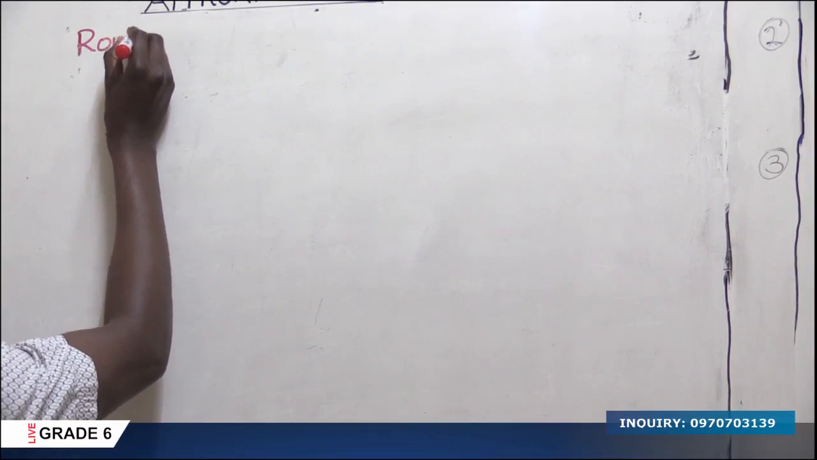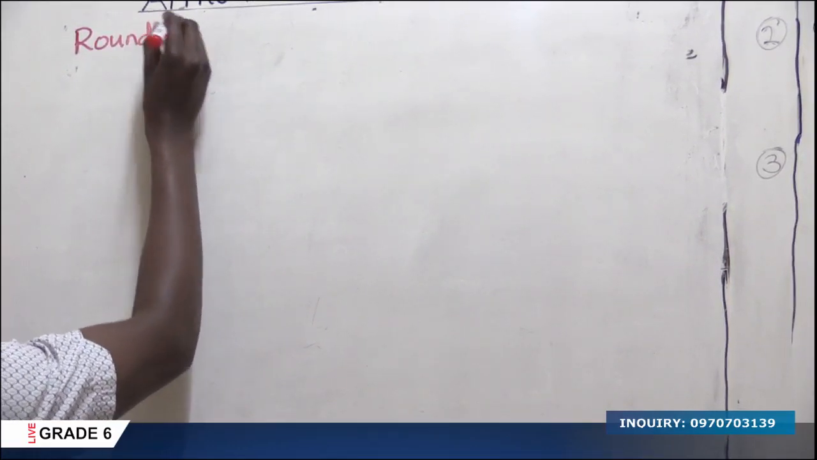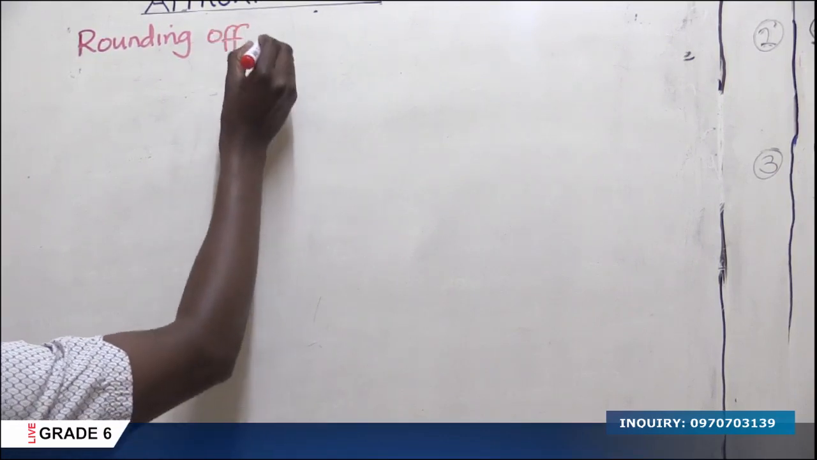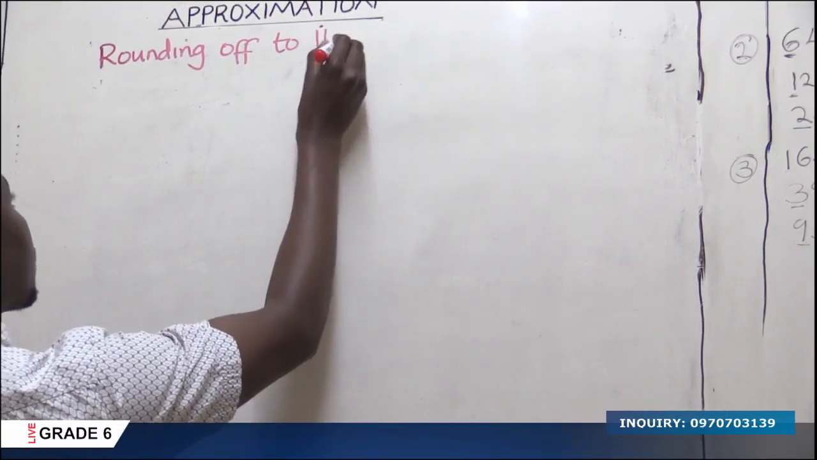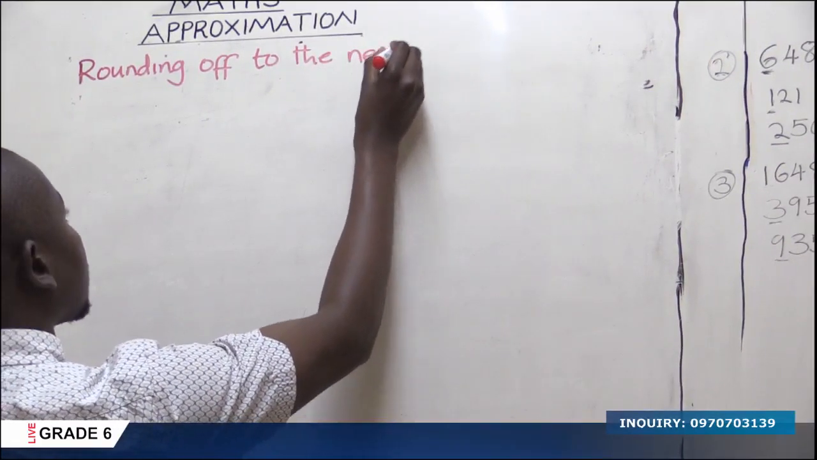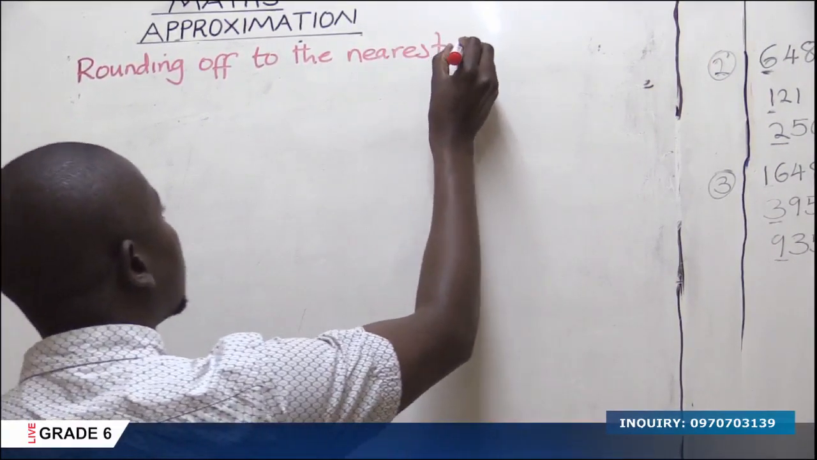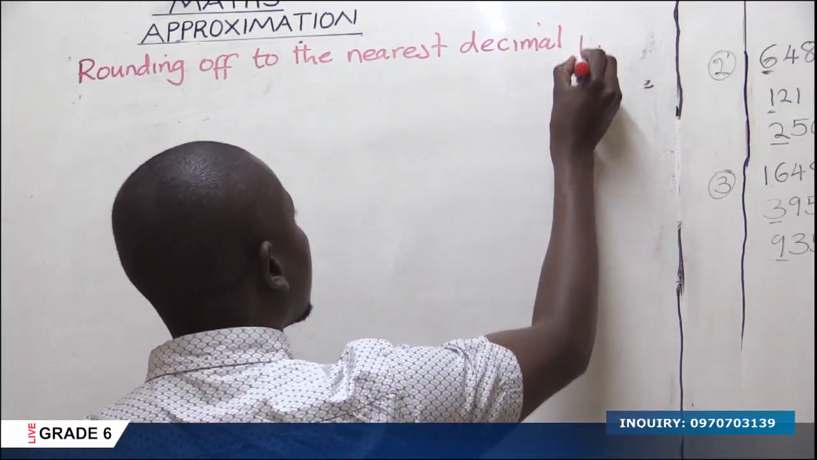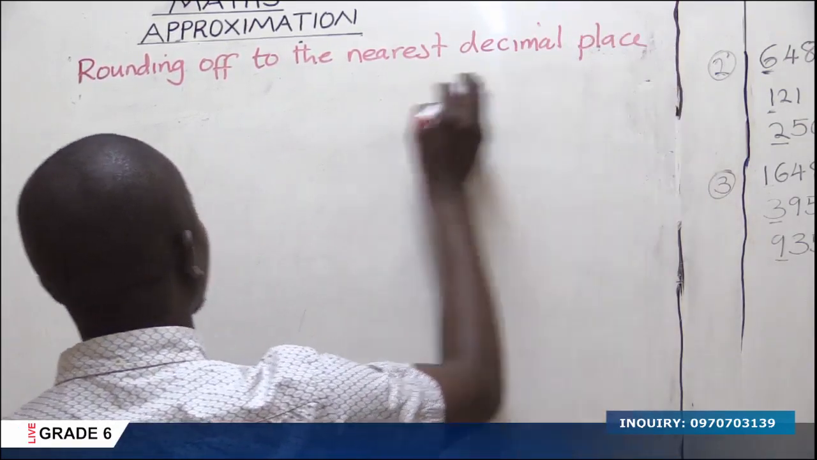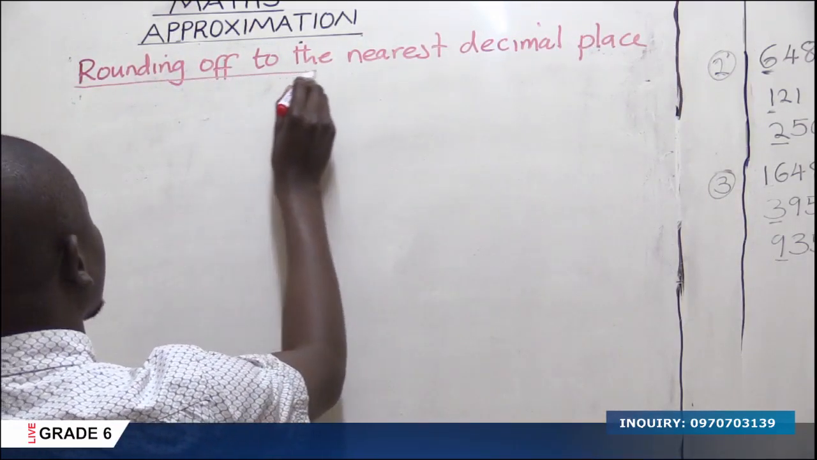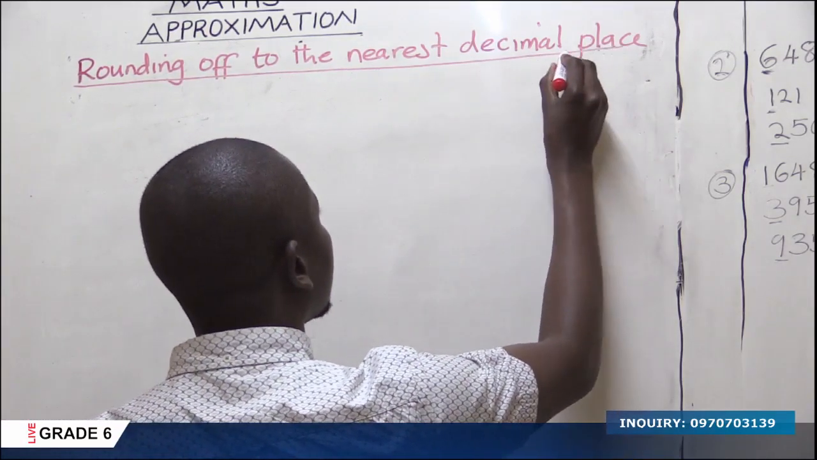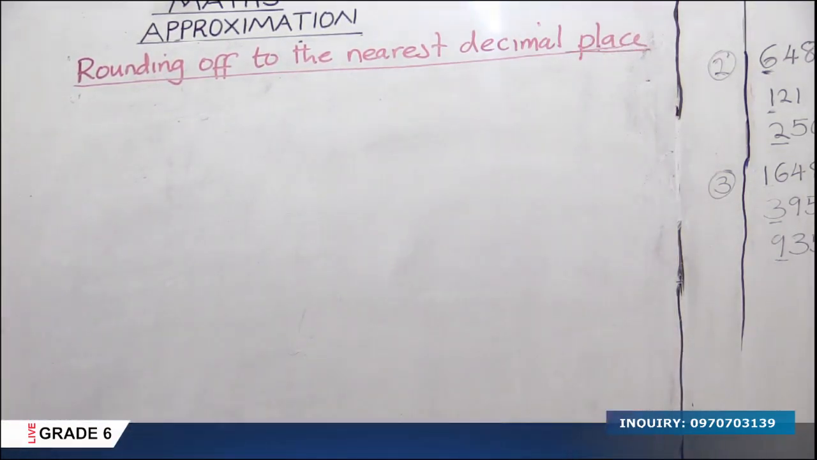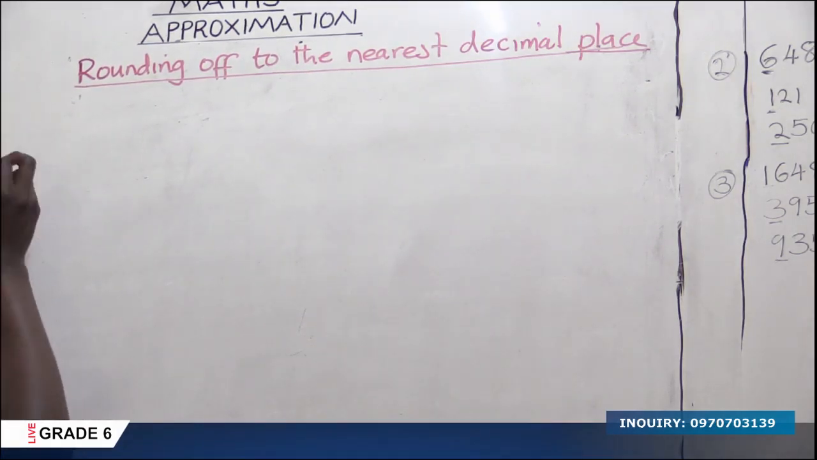Rounding off to the nearest decimal place. Okay, rounding off to the nearest decimal place. Okay, so let me give you the examples.